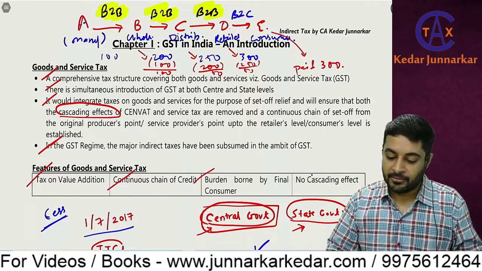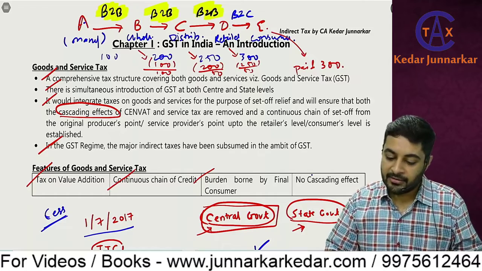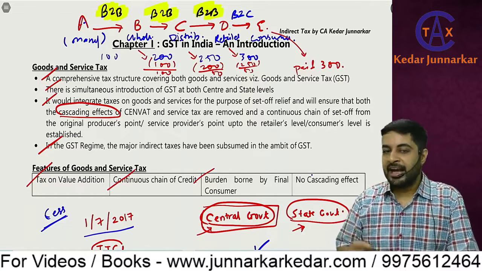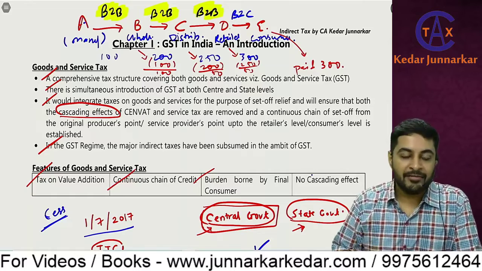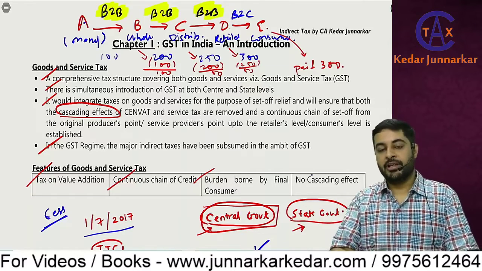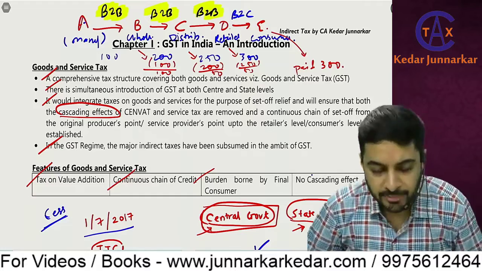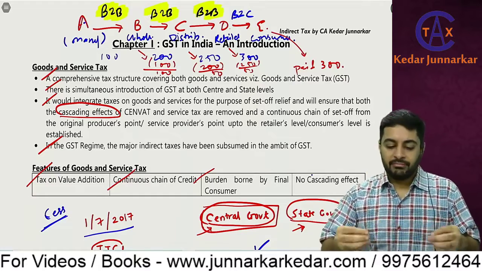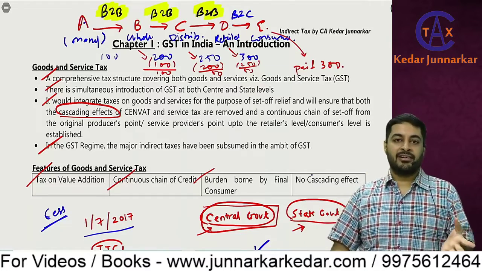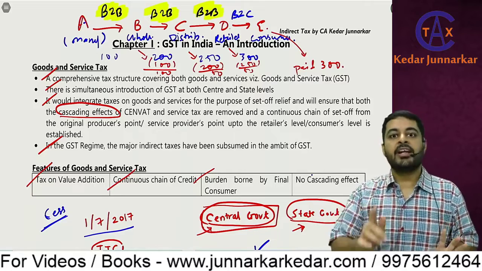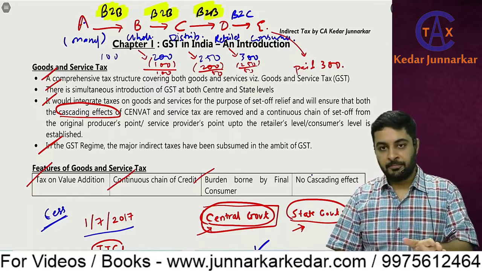Got it? Okay. Should I explain once again? Yes, I'll explain once again. A has manufactured the goods and he is selling to B. He has charged 100. So A will pay 100 to government, assuming that, let's say, on raw material he has some input tax credit, that he will reduce and he will pay 100 to government. B will get input tax credit of 100.